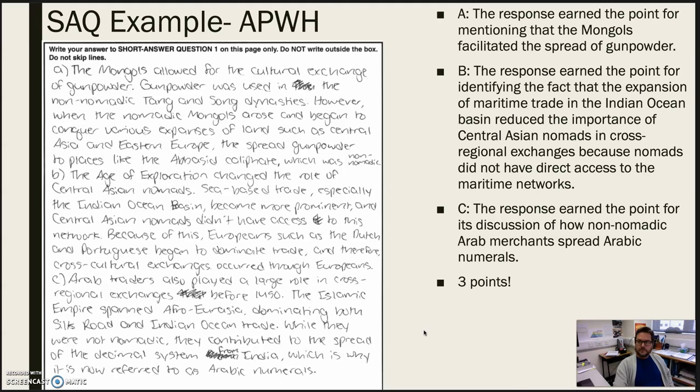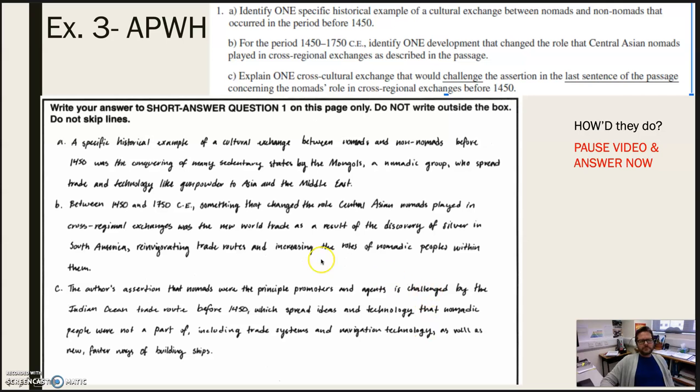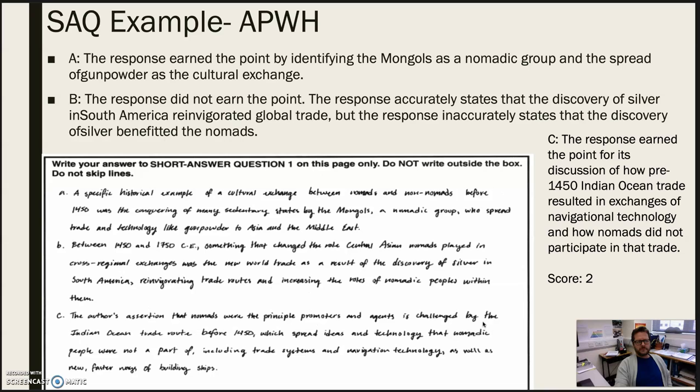All right. So here's one more. I want you in just a second to pause your screen and read through the example and write down how you think they did. All right. So just do that. All right. You should have written your answer down. Hit play again. And let's see how they did. So they scored a 2. The response earned the point by identifying the Mongols as a nomadic group and the spread of gunpowder as the cultural exchange. So let's look at this.